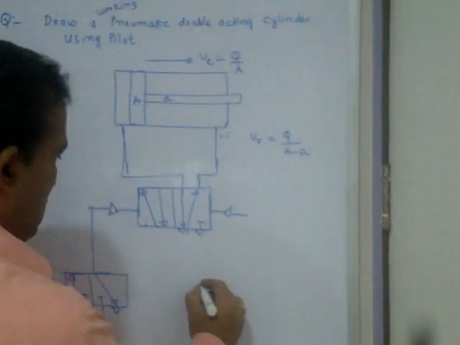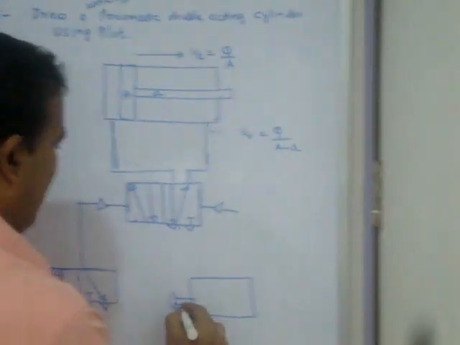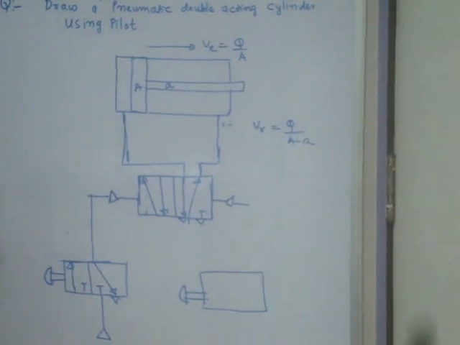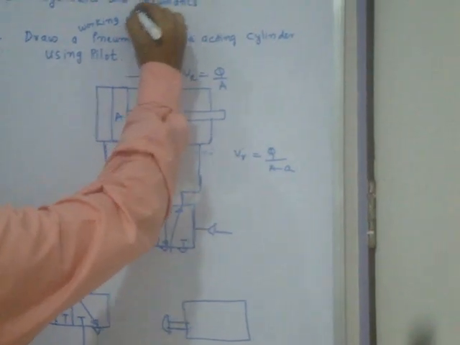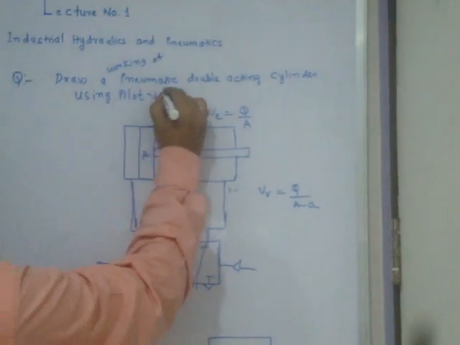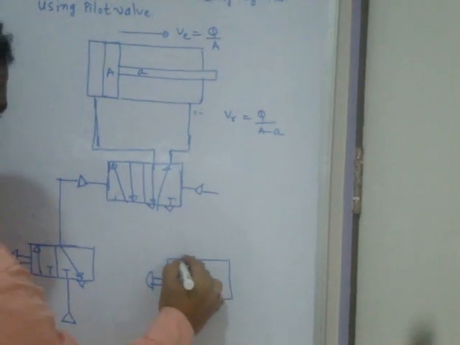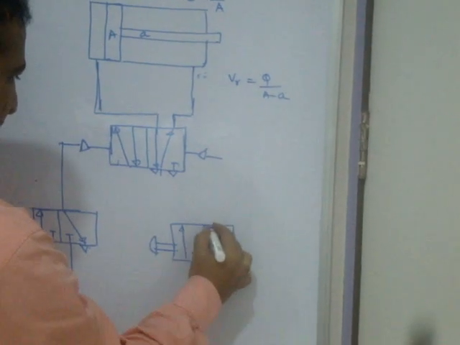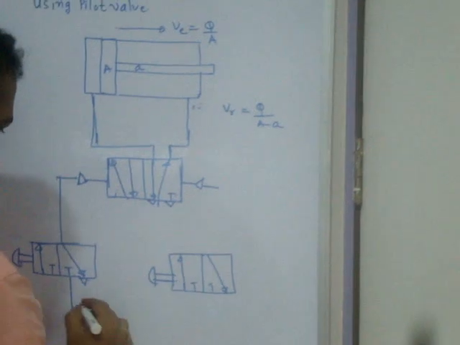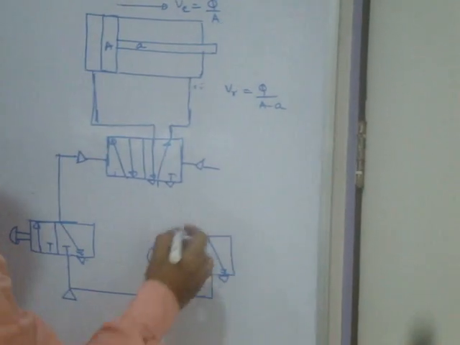And to return this also, I will use one more 3 by 2. My question is, draw a working of a pneumatic double acting cylinder using pilot valves. Okay, so here, this is what? Same correction you can take, only one compressor is sufficient, fine.